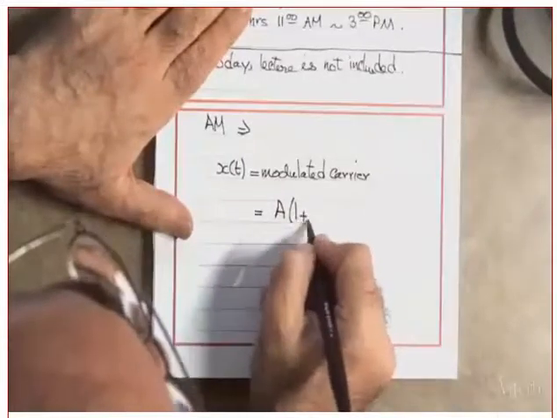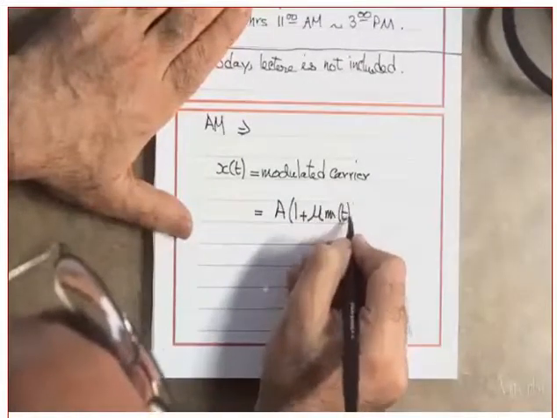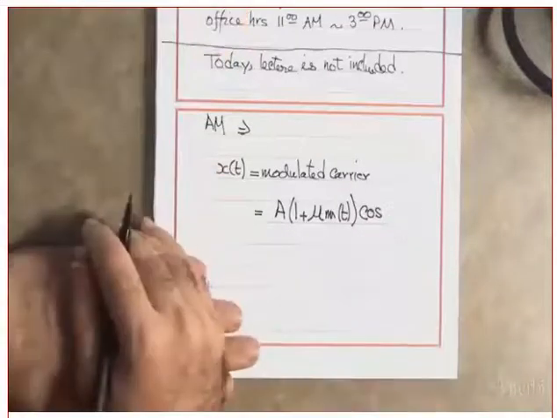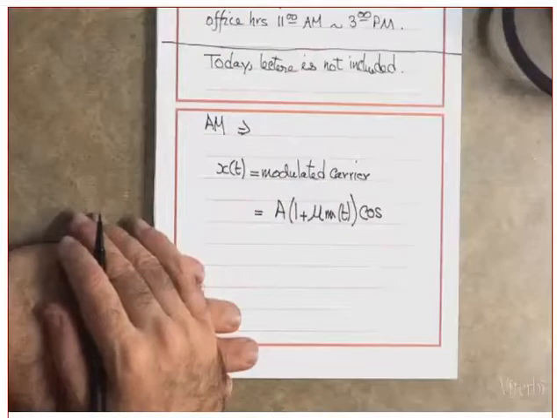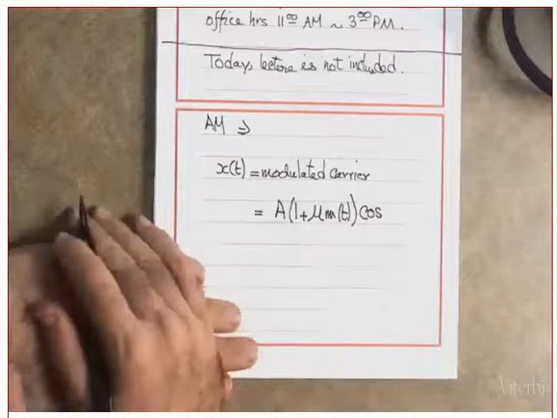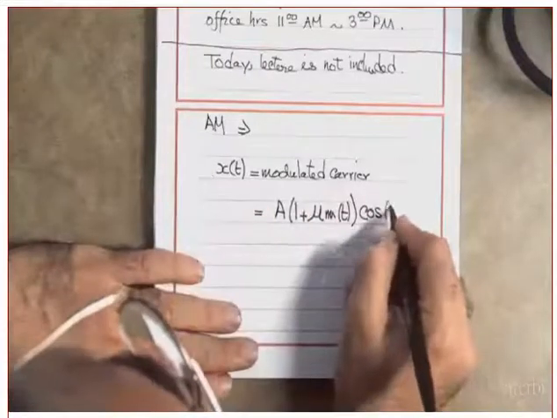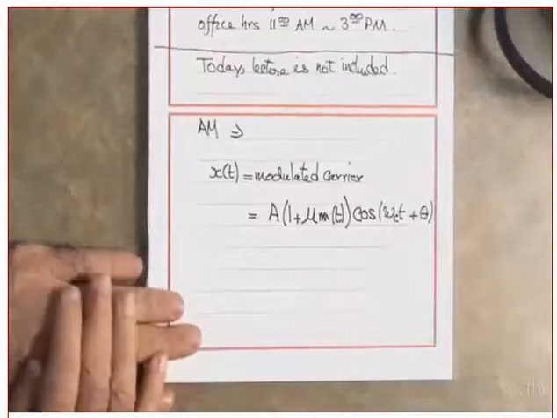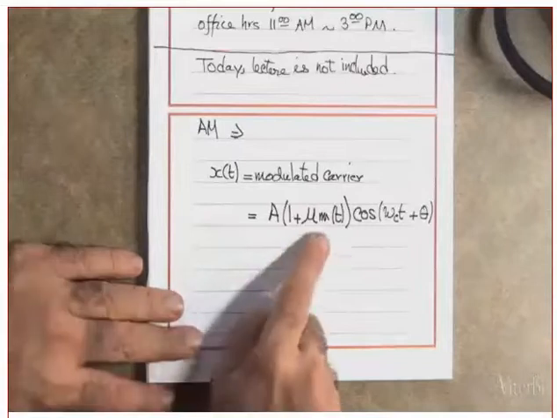A1 plus mu. I'll explain what mu means in just a second. M of t cosine. Can I write omega c instead of 2 pi fc t, for simplicity? It's easier than to keep writing the 2 pi stuff. Okay, so it's cosine omega c t plus some arbitrary theta. What do you notice? Where is the modulating signal? The modulating signal, M of t.